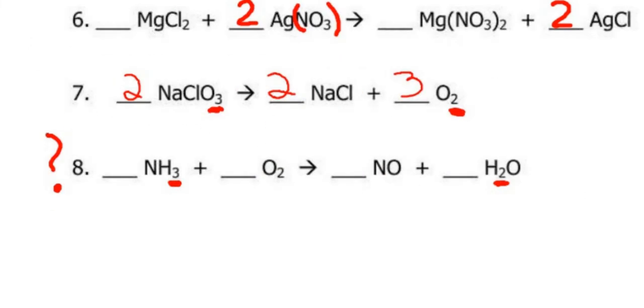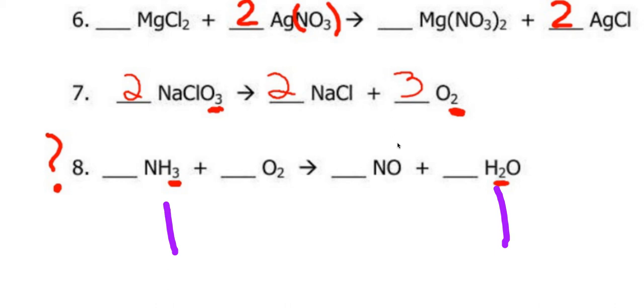So number 8, a little bit tricky in one spot, the oxygens. Again, why are we doing the oxygens last? Oxygen appears in 2 compounds on the product side. That's going to make it harder to balance. So maybe I start with the nitrogens. And 1 nitrogen and 1 nitrogen. Those nitrogens are already balanced. I need to start somewhere else.